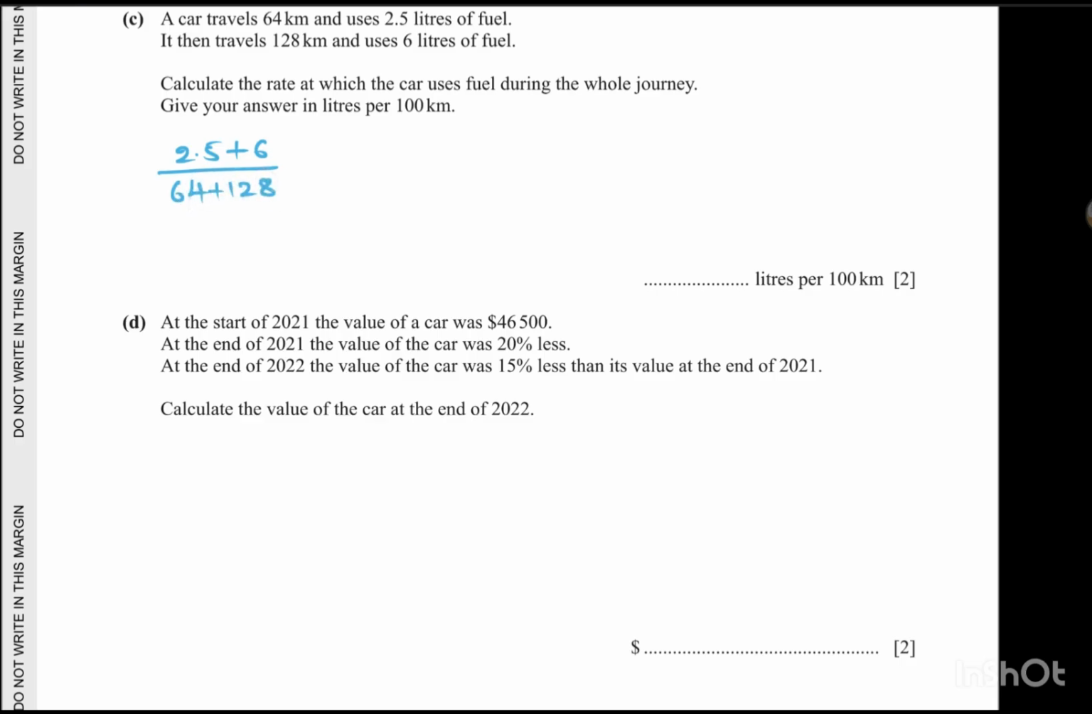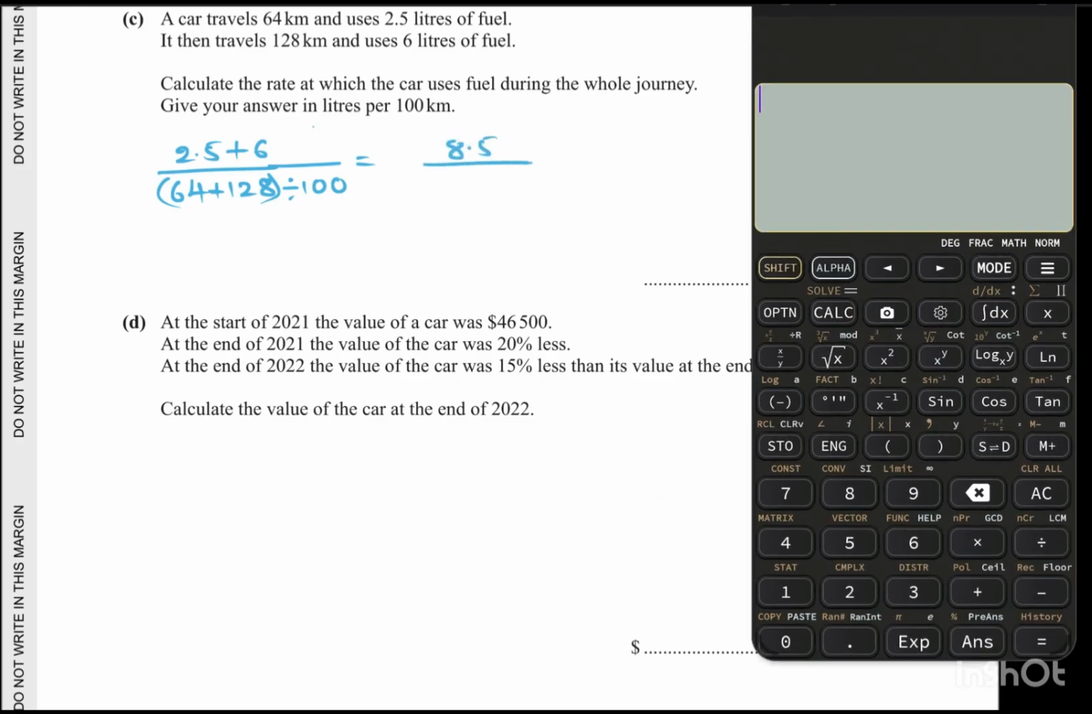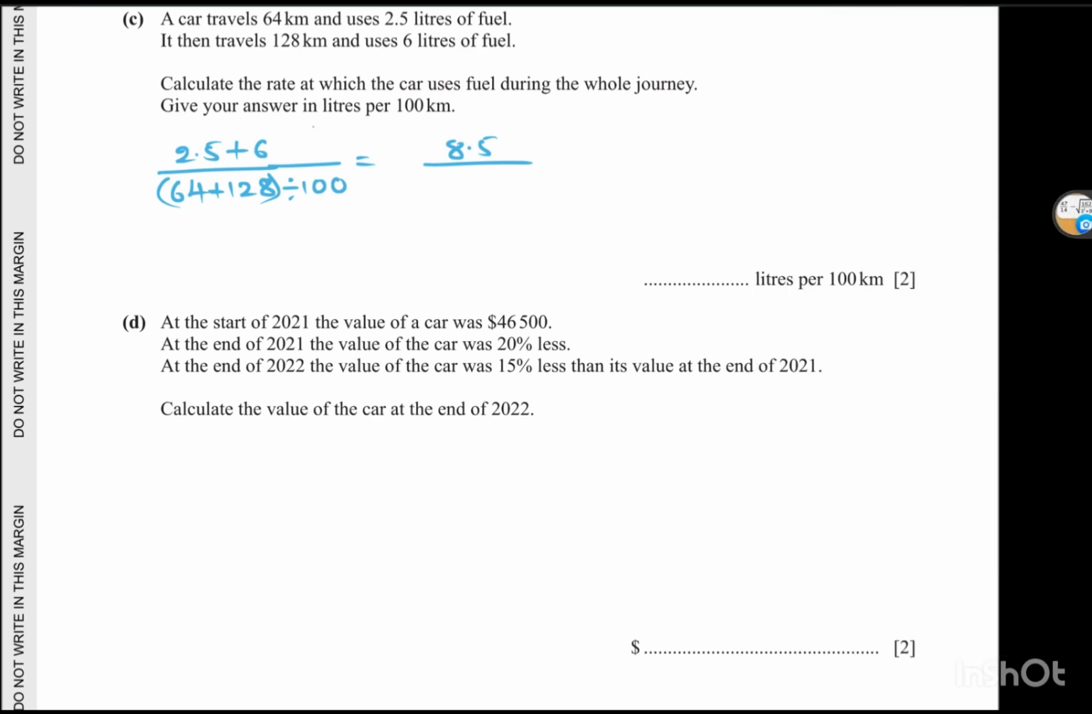But they have said that we need to find the answer in liters per 100 kilometers. So now this should be divided by 100, the denominator, the distance. So I'll keep this in brackets. So you can add them. It will be 8.5 by 64 plus 128 is how much? 64 plus 128 is 192.